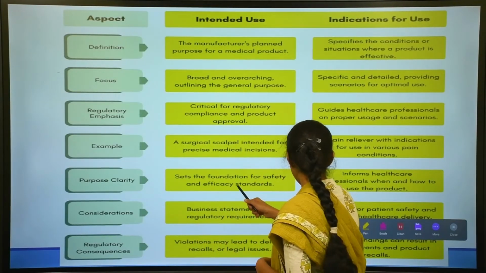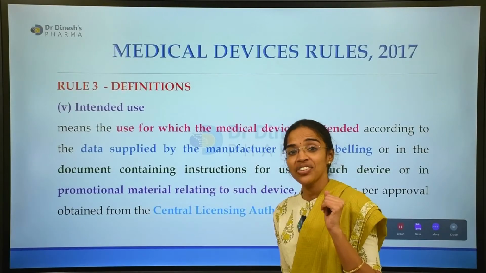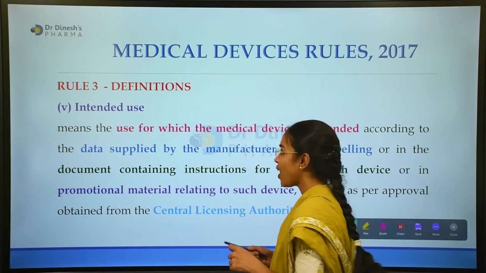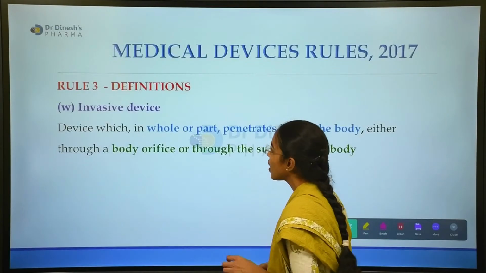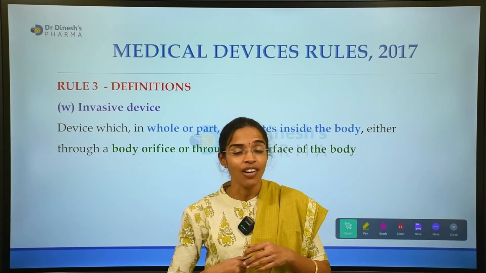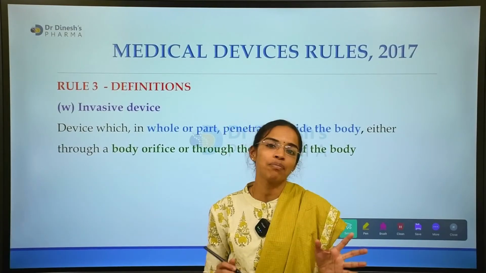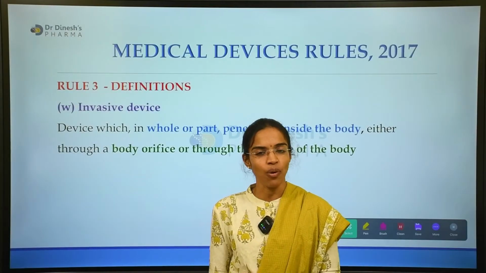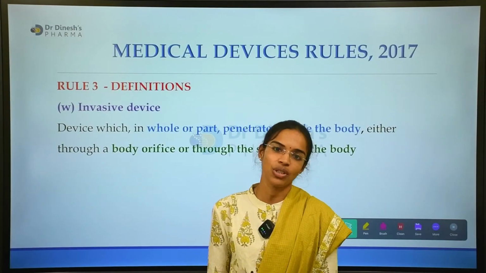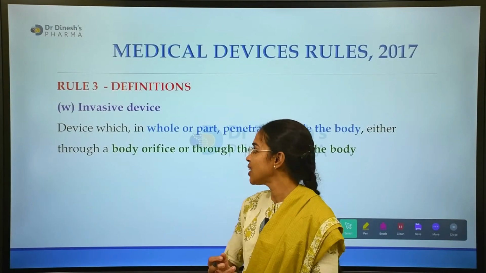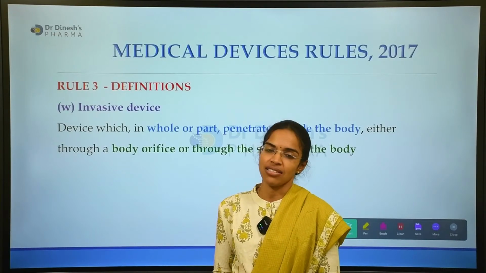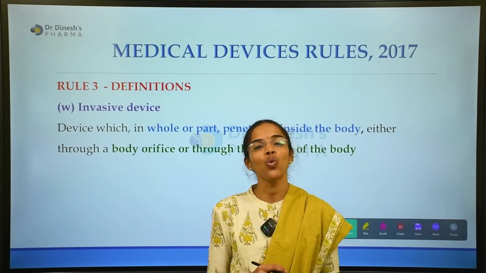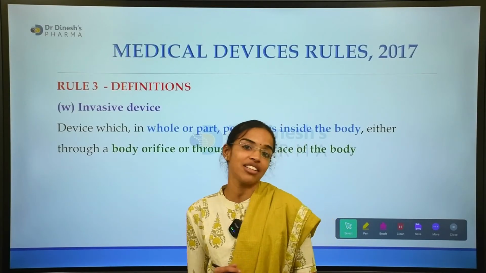And it falls under 3V. 3V will be the intended use of a medical device. And one of the most important parameters of MDR 2017 is the invasive device. 3W is nothing but the rule. 3W deals with the invasive device.